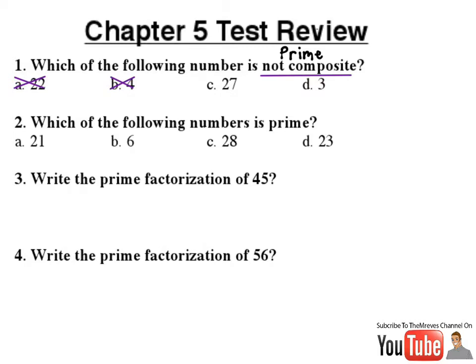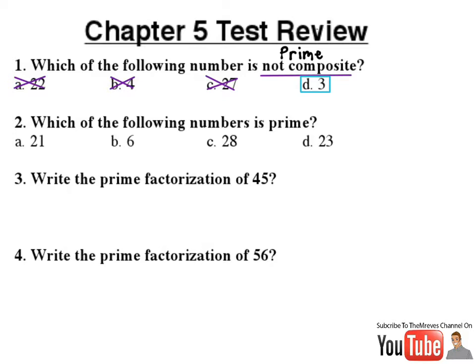27 is odd, but let's think about the factors. Is there any numbers that go into 27? The only numbers that go into 27 are 1, 27, and 3, because 3 times 9 is 27. So we automatically can rule that out, because remember, prime means that it only shares 2 factors. So that leaves us with D. We kind of ruled that out as we went across, but the only factors of 3 are 1 and itself. And so that is not composite, also known as prime.